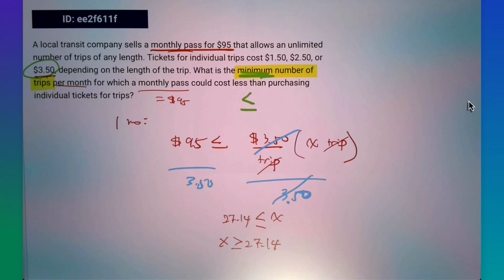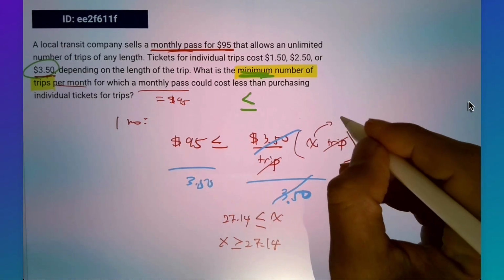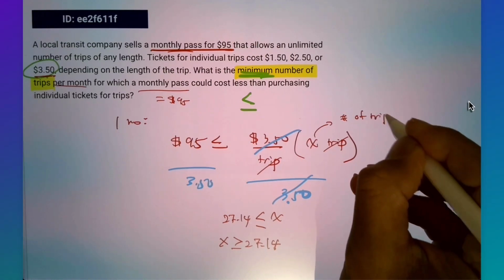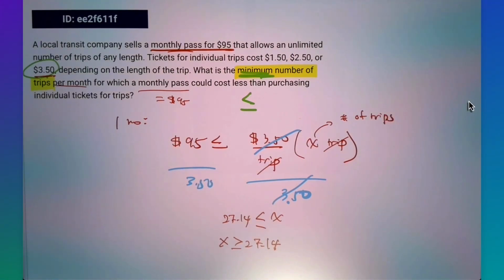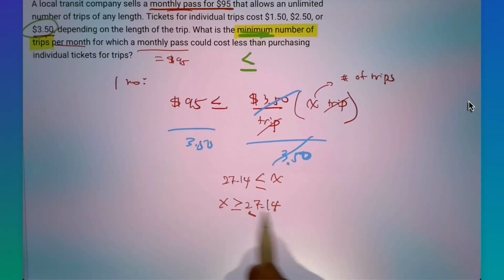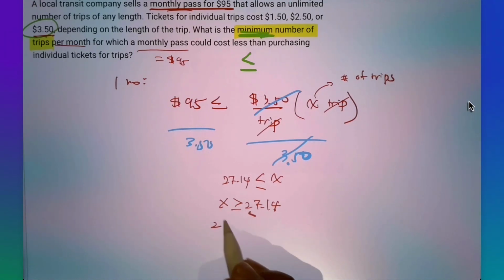So when you talk about the number of trips, again, X is a number of trips, you can't really have a partial trip. So you have to keep a whole number, or a positive integer in this case. 27.14 is a fraction. It's not a discrete number. So the next integer for X will be 28.